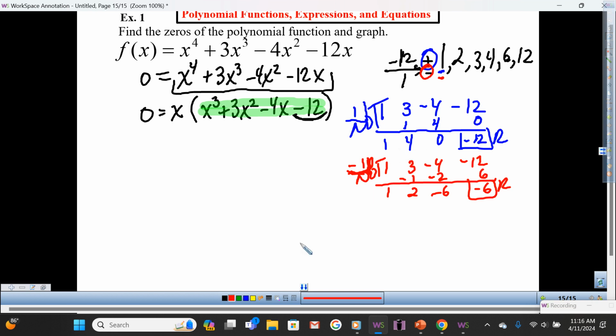So, what did we just notice, guys? That 1 is not our 0. What are we going to try next? Yeah, positive 2. Switch to blue again. Positive 2. So we got 1, 3, negative 4, negative 12. All right. So bring down the 1. 2 times 1 is 2. Combine, that's 5. 2 times 5 is 10. Combine, that's 6. 2 times 6 is 12. And guess what? This is my 0, because our remainder is 0. Did everybody see that? Yes?